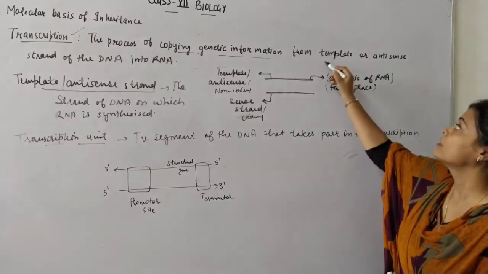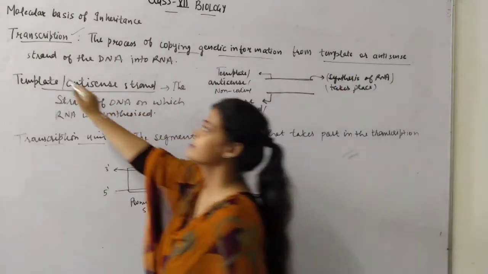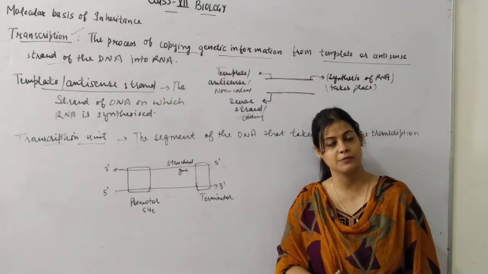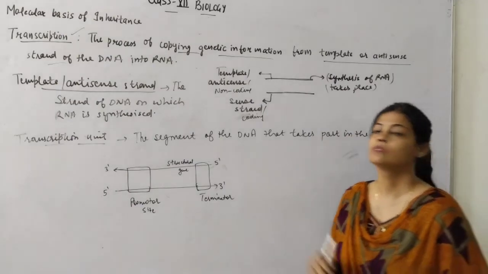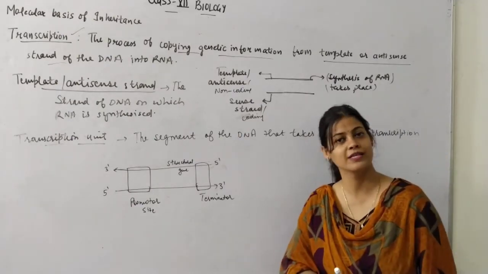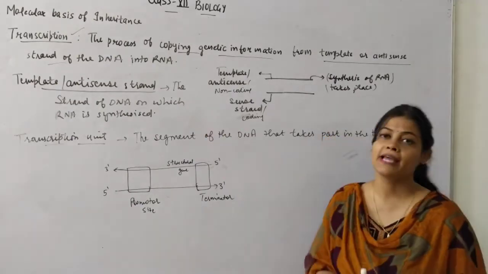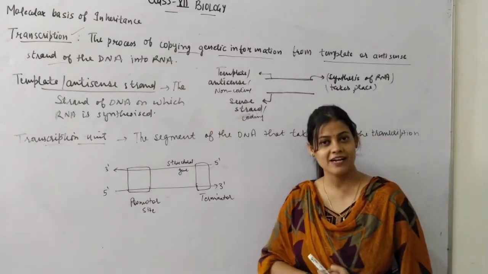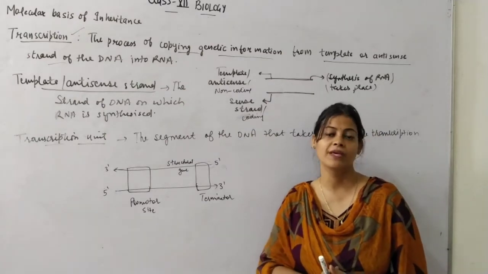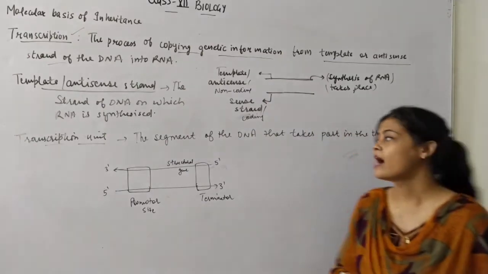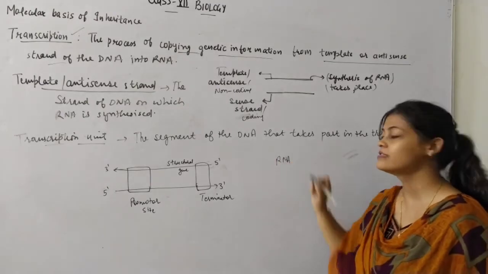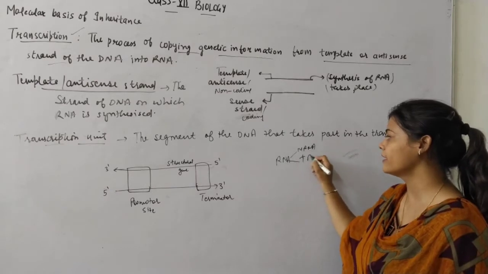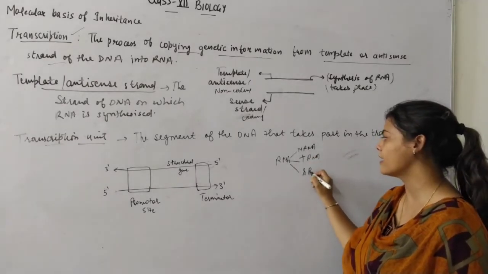So here I have used the term template or antisense strand of DNA. Before starting with the actual process of transcription, we will first know some terms which we are going to use in this process. So first is the template or antisense strand. The template strand is that strand of the DNA on which the RNA will be synthesized. Actually RNAs are of three types. When we study translation, I will tell you mRNA, tRNA and rRNA.